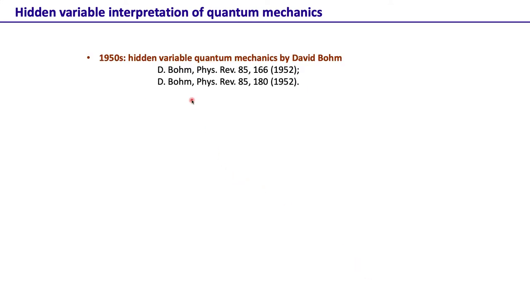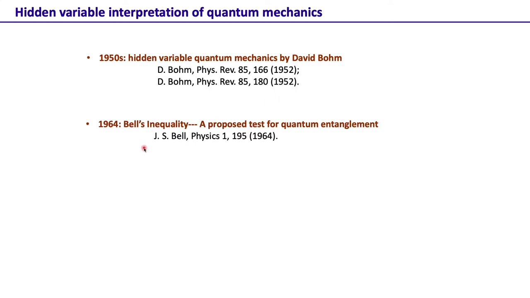So here is a chronology of how this foundational debate about quantum mechanics proceeded. In 1935 we had the EPR paper, and then after 15 years there were hidden variable theories suggested and worked out by David Bohm. There is also several other work, I'm just pointing out two here. And then until 1964, there was no way of finding out whether one can have hidden variable theories or not.